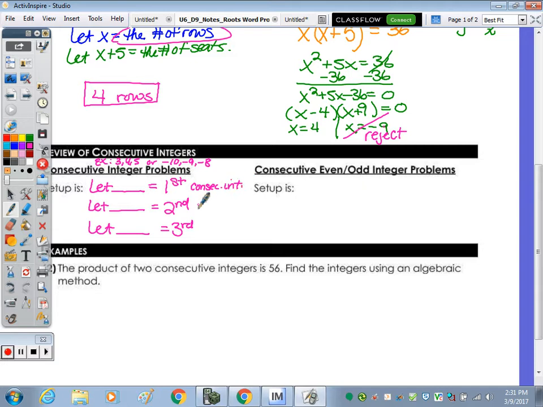I'm going to abbreviate since we don't have much room. And do the same on the right side for even or odd. Even and odd consecutive integers. Even would be something like 2, 4, 6. Odd would be something like negative 9, negative 7, negative 5. What are the let statements?